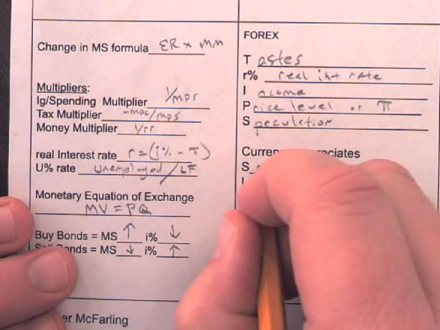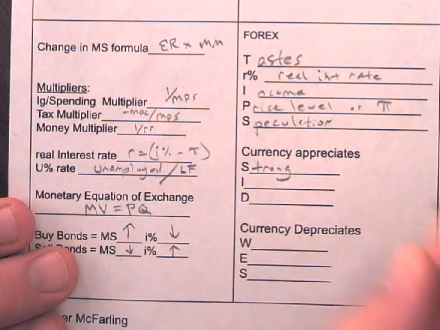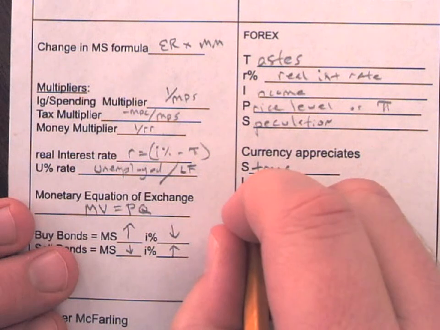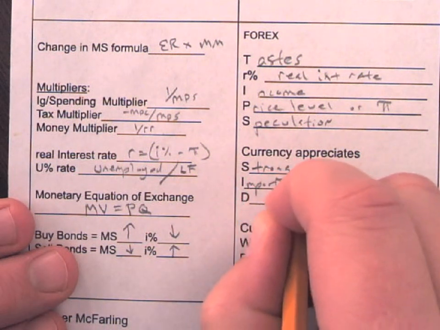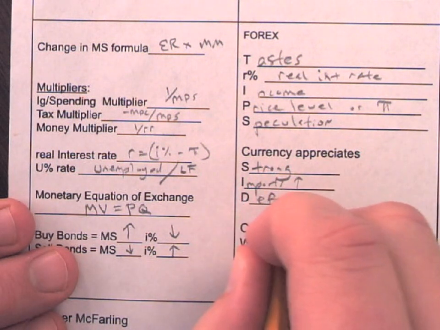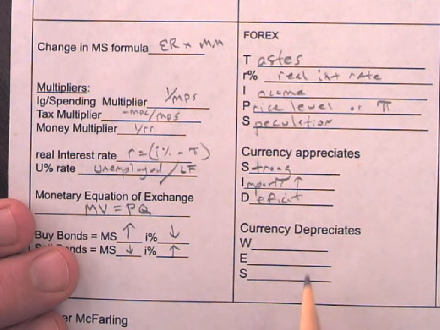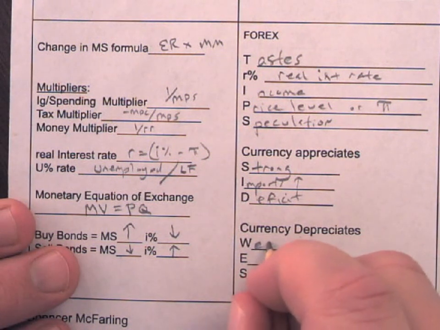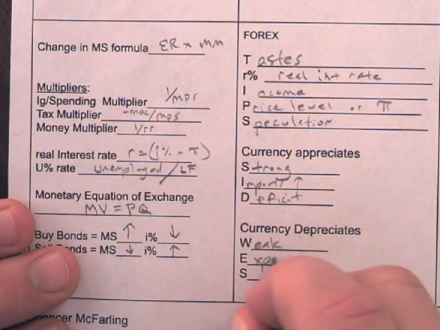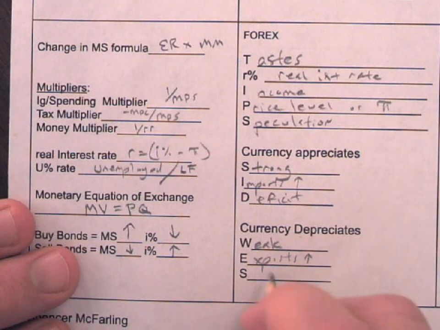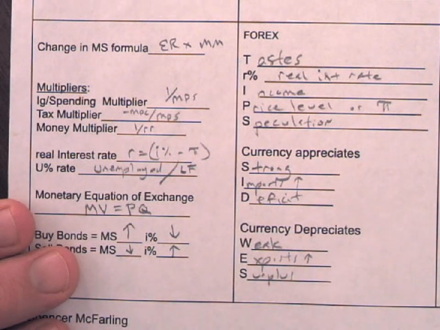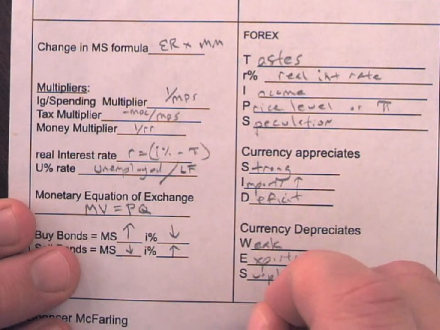That will allow for the trade balance. So if your currency appreciates, it gets strong, so your imports increase, and that puts you into a trade deficit. If your currency depreciates, that makes it weak, your exports will go up, and that puts you in a trade surplus. That's that net export effect. Sorry about the bad handwriting.